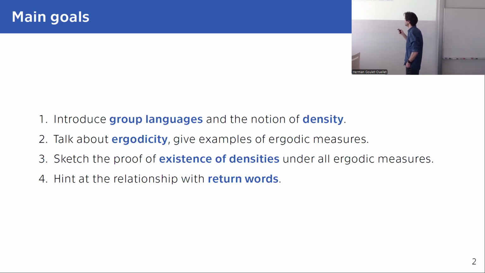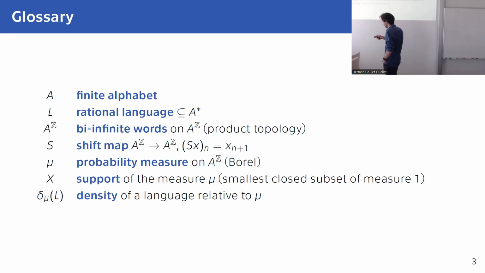Don't worry, you don't need to memorize all of this; it's just to give you a flavor of all the objects that we'll see during the talk. I will fix a finite alphabet and a rational language over this alphabet. I will denote A^Z the set of bi-infinite words, which I view as a topological space with the product topology. Fairly important will also be the shift map, which takes a bi-infinite word and shifts it one rank.